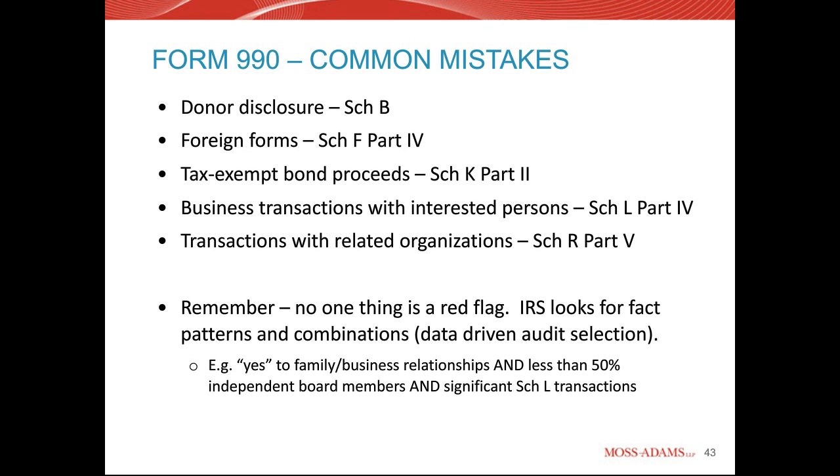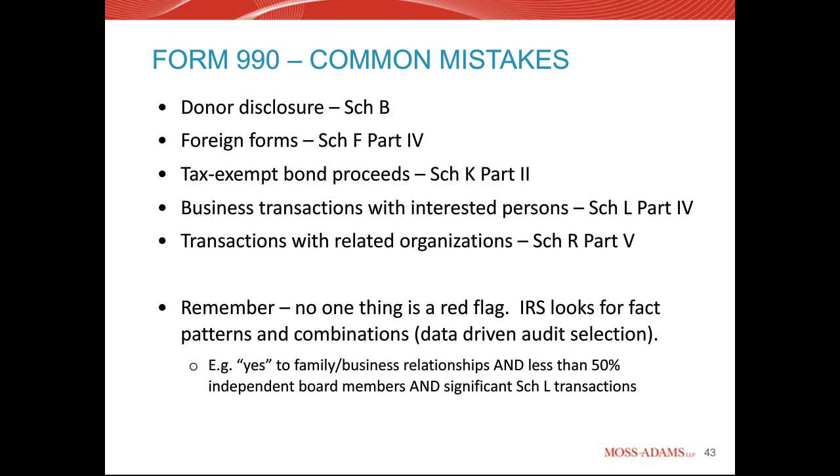Business transactions with interested persons. This is on Schedule L, Part 4. And I think the biggest thing here is making sure that you are looking at the correct pool of people, all of these different people who make up interested persons. It's pretty easy to understand that you look to 990 Part 7 for your officers, directors, and key employees.